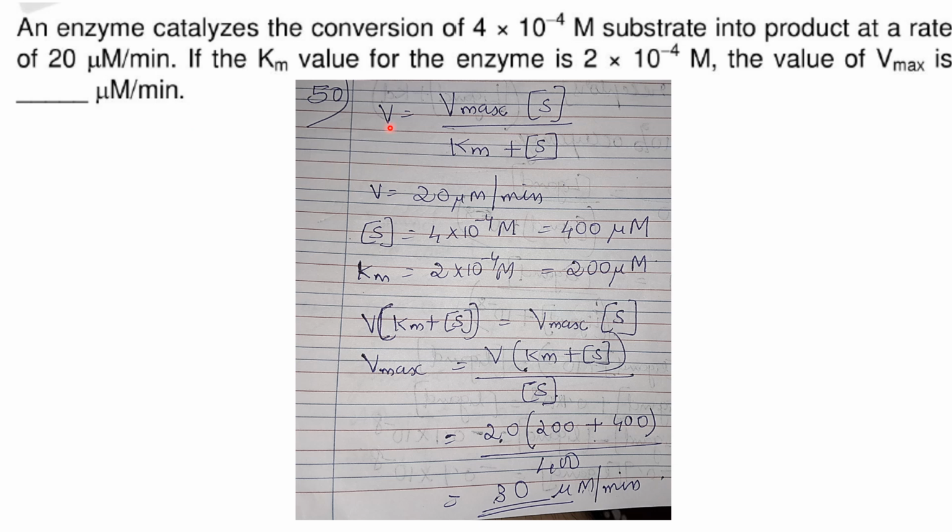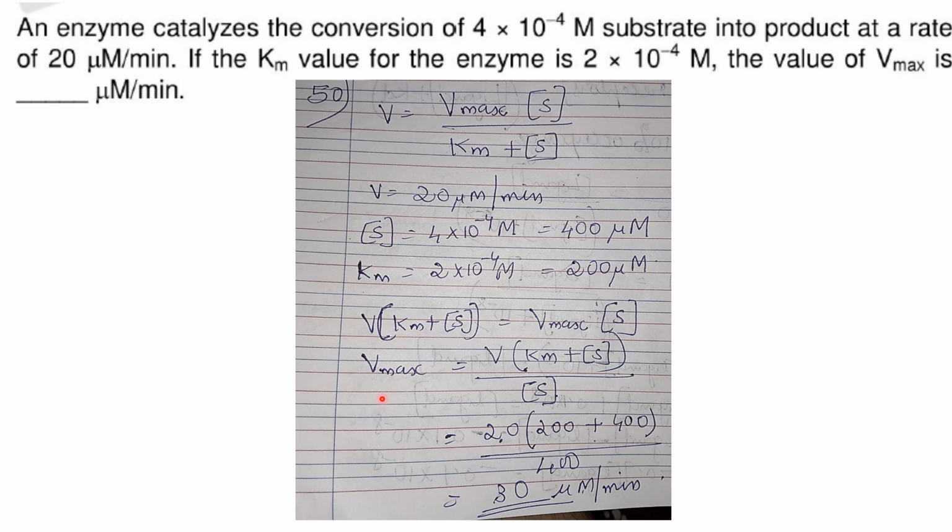So we know the Michaelis-Menten equation. V is equal to Vmax concentration of S by Km plus concentration of S. So V they have given 20 micromole per minute. Concentration of S, substrate concentration is 4 into 10 raised to minus 4 molar or 400 micromolar. Km value is 2 into 10 raised to minus 4 molar or 200 micromolar. Answer should be in micromolar, that is why I am converting it then and there.